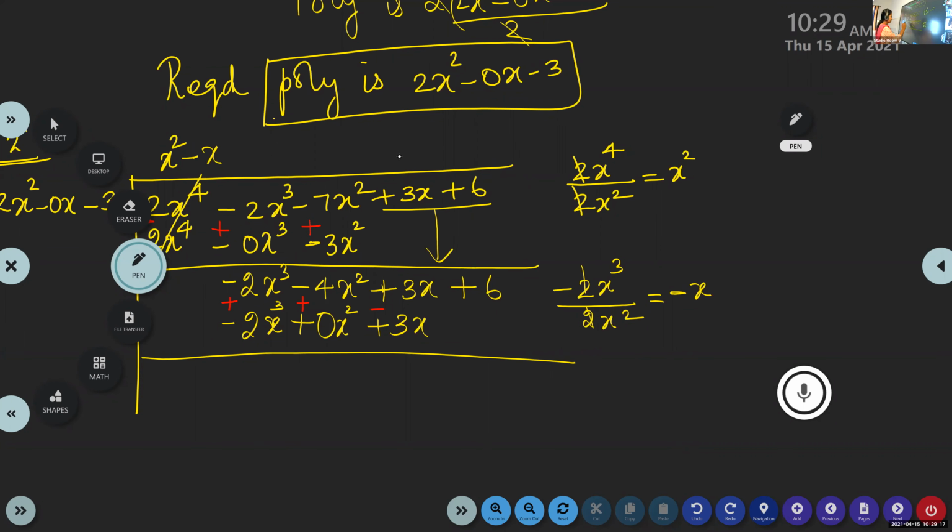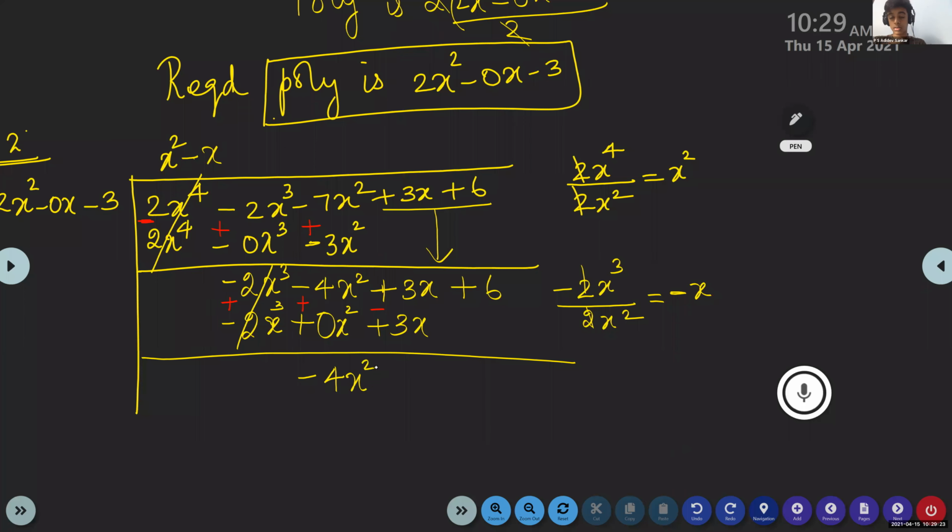x. Yes. Is it negative? 4x square. Negative will change to positive. Hmm. 4x square. Plus 0, plus 6. Plus 0x plus 6.